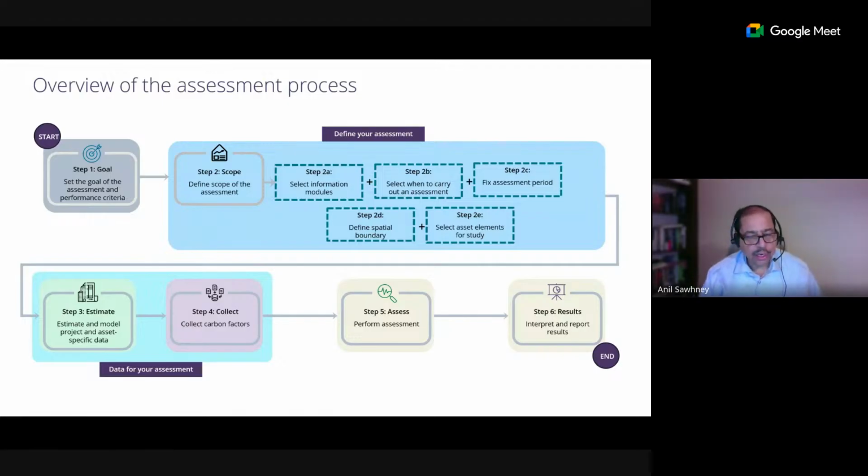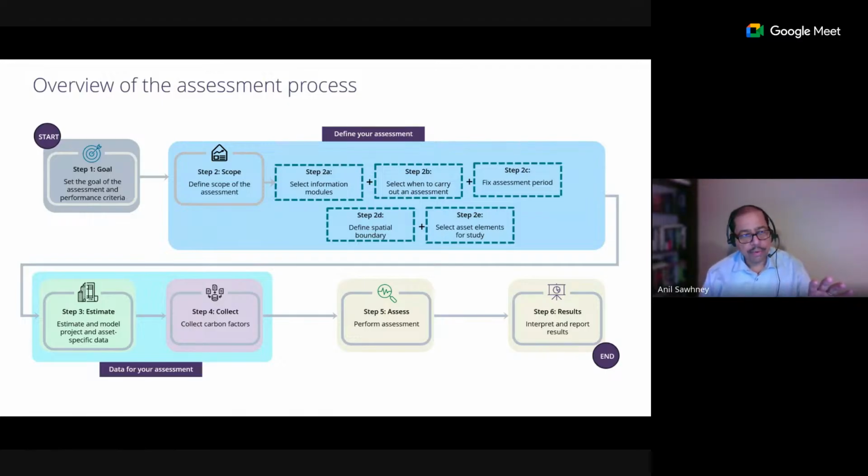Start at the first start block. Step 1 is to set your goal. What is the purpose of your assessment? If you don't know the goal, you don't know the performance criteria, maybe if you don't know the target, there's no point in running the assessment. So you set the purpose and the goal of your assessment in step 1.